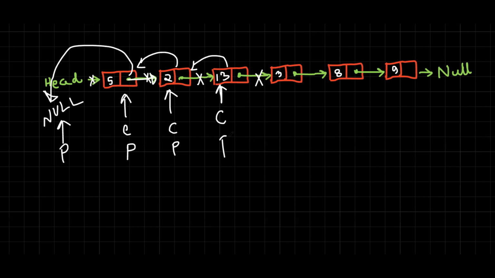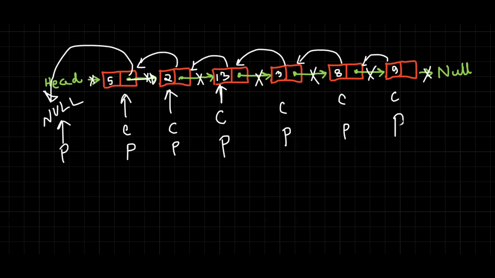Now our previous is here and current is here. So we have to break this link and make the connection backward. Now our previous is here and current is here. So the backward connection is established and the link is broken. Now our previous is here and current is here. This link is broken and the backward connection is established. Now finally, our previous pointer is here and current pointer is null.